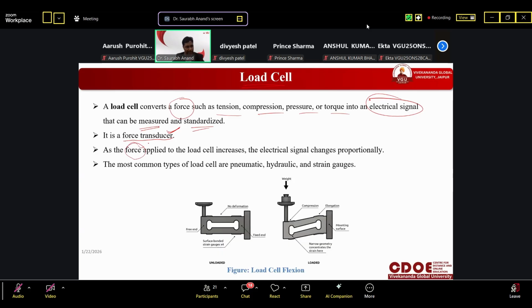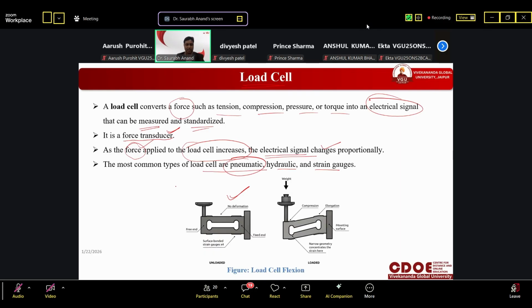If the applied force is increasing, we have to monitor that. So the force applied should be monitored using a load cell. If it is continuously increasing, then the electrical signal will also change in the same proportion, according to the force. You can see this diagram. The most common types of load cell are pneumatic, hydraulic, and strain gauge.